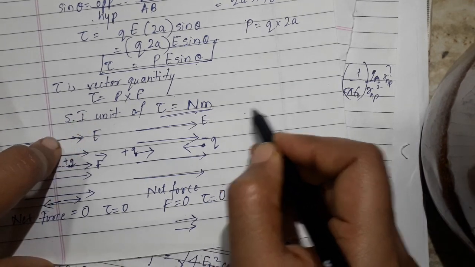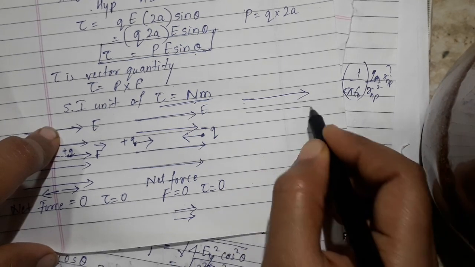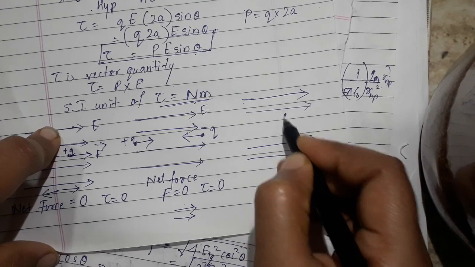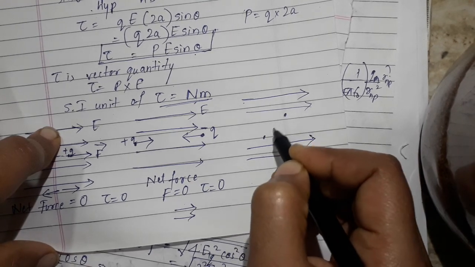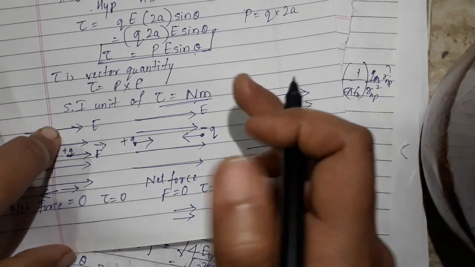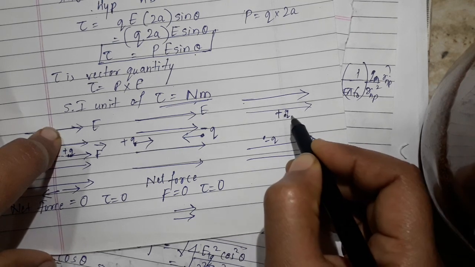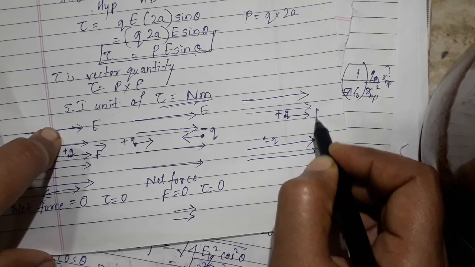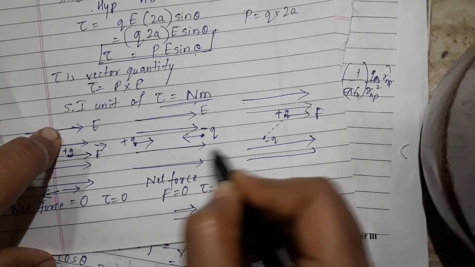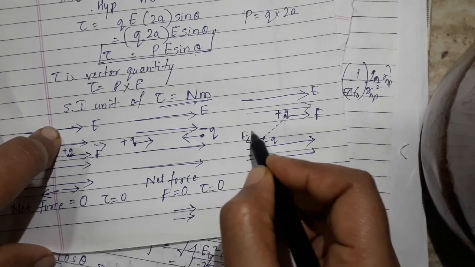Let us take an example. Consider these are electric field lines, at a large distance. The dipole is kept at a slight angle. This is minus q, and the diagram is the same as for the torque expression above. The force on the plus q charge will be in the direction of the electric field, that is F. Then the force on minus q will be opposite to the electric field lines.